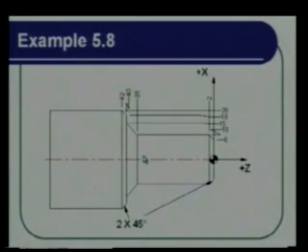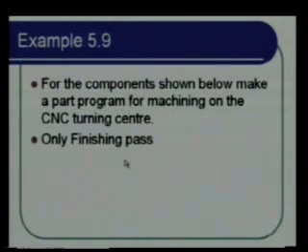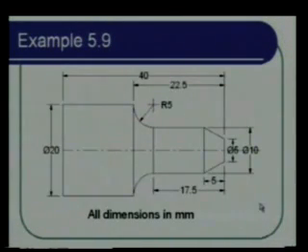So the best thing to do is try to create a drawing in AutoCAD and then offset it and find out what are the exact coordinates through which it will have to move. So if you do the simulation, that's what will come out. Now let us go into a little more detail with only the finishing pass.